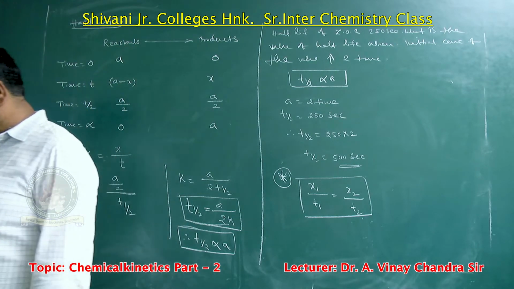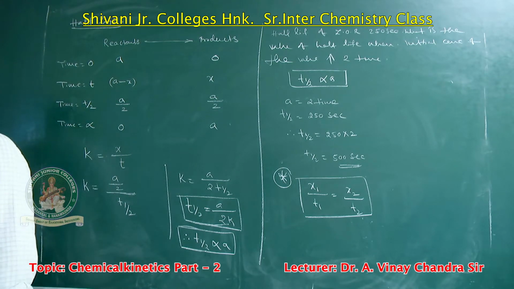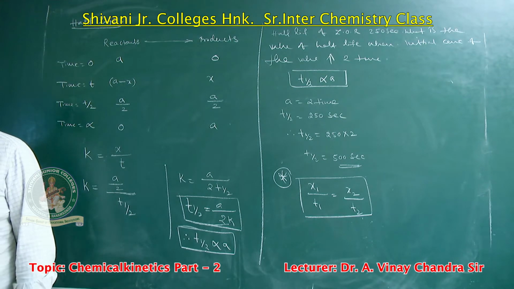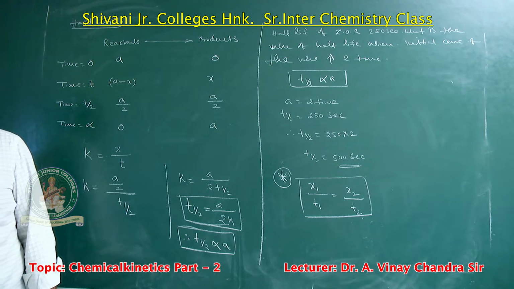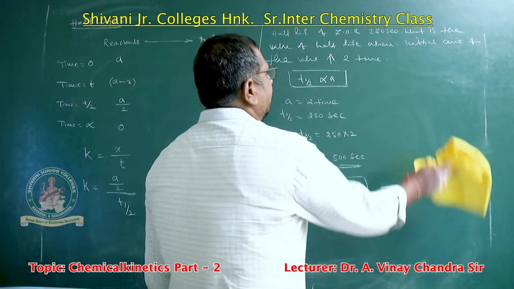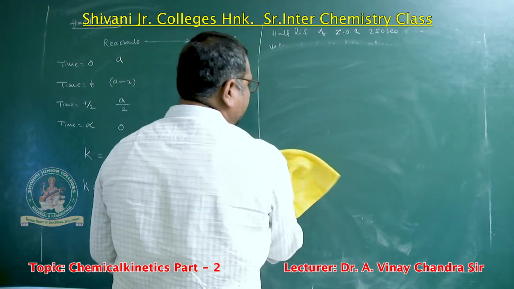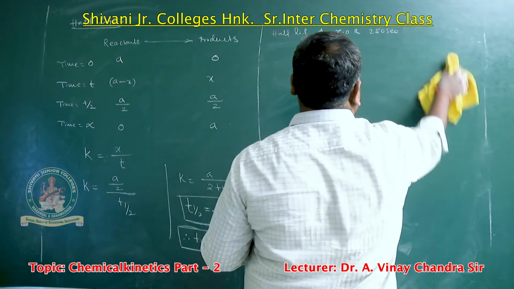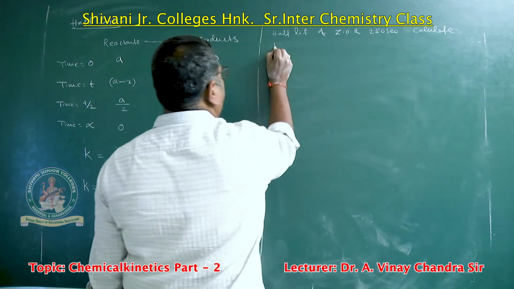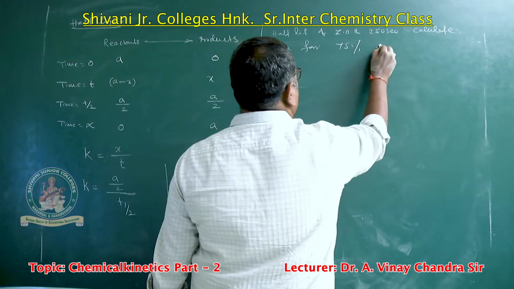Next, another problem. The half-life of a zero order reaction is 250 seconds. Calculate the time for 75% completion of the reaction.